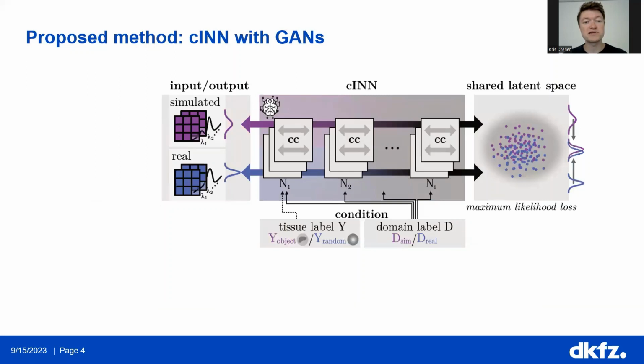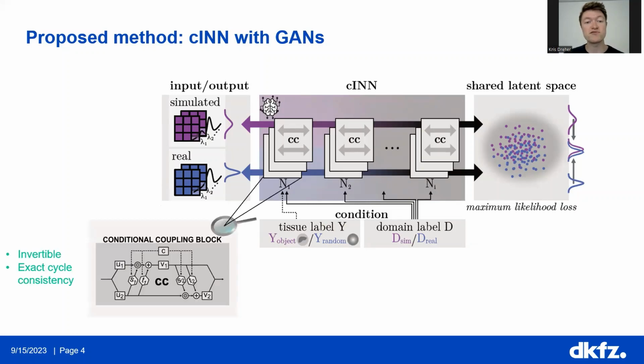It is built of multiple scales of conditional coupling blocks, here CC. One coupling block comprises two neural networks or subnets that can be, for example, 2D or 3D convolutional neural networks or fully connected ones. Coupling blocks are designed such that each one is invertible on its own, thus ensuring exact cycle consistency. Additionally, a condition can be concatenated to the input of each block.